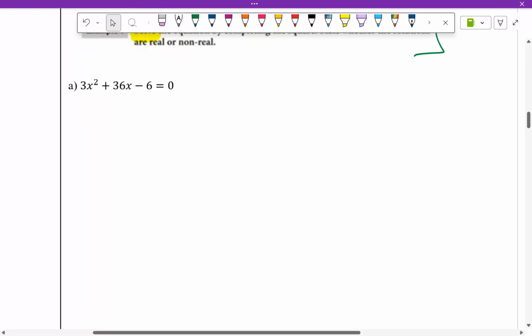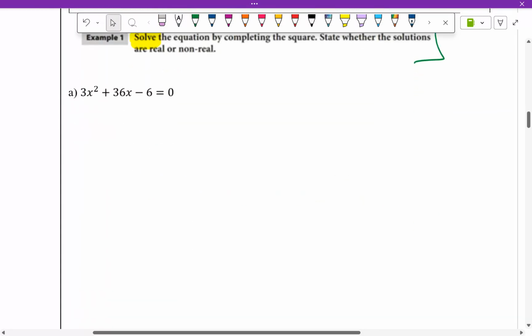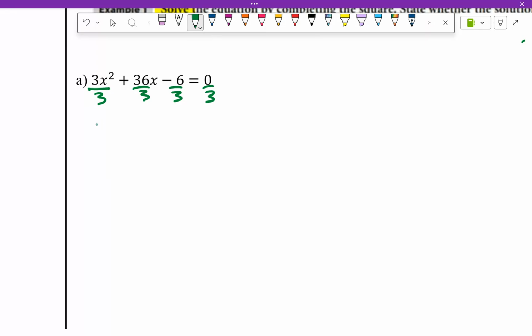So, looking at this first one, I'm going to follow these exact steps. Do I have a quadratic there? Yeah, and it's nicely equal to 0 already, right? Does it have a leading coefficient? I said I had to divide by it to do completing the square. So I'm going to divide everything by that leading coefficient. Normally, I don't show the dividing. On this one, I do. So 3 goes into 3 one time, so I get x squared. How many times does 3 go into 36? 12x. How many times does 3 go into negative 6? Negative 2. And how many times does 3 go into 0?